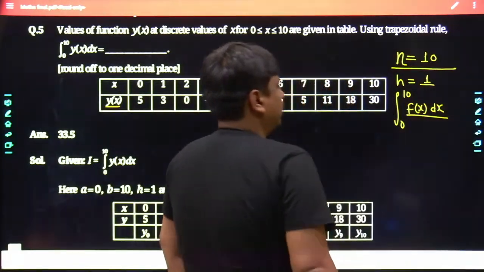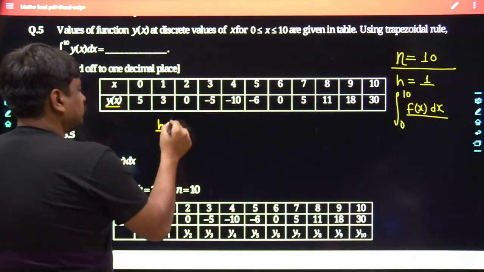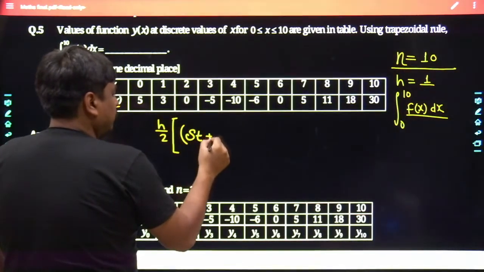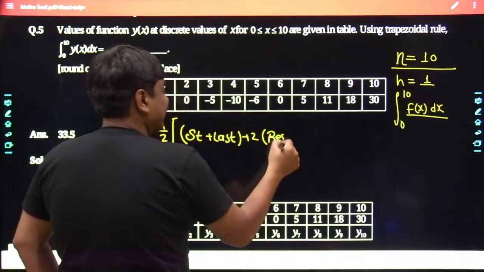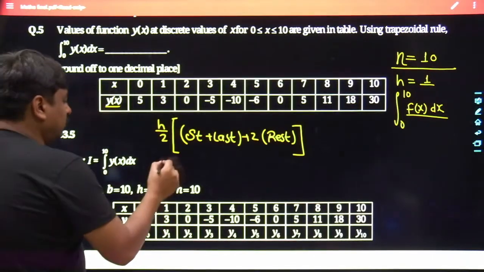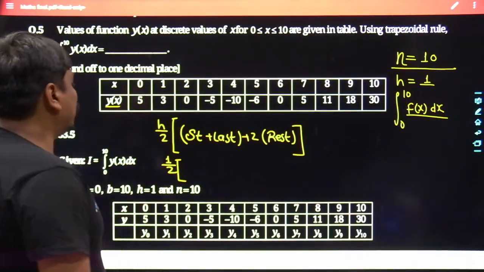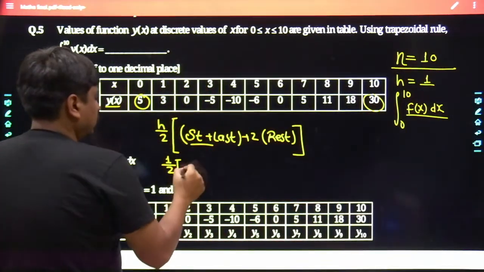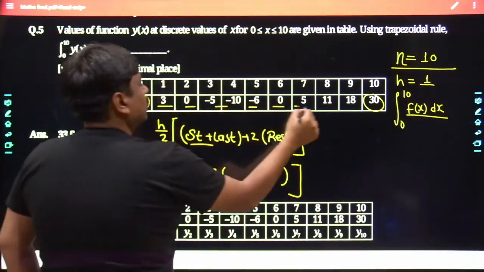As you are interested in finding the integration of f of x which follows this table from 0 to 10, tell me what would be the best answer. The answer used to be h divided by 2. Within the bracket, you have the addition of the starting and the last data, plus 2 times the rest of the data, which is the data in between. That's all you have to do. What is the worth of h? h is 1. So simply 1 upon 2 has to be multiplied with whatever result comes out of this calculation. What's going to be the starting and the last data? The starting data is 5, the last data is 30. So simply it's going to be 35. And there you have to add the remaining data.